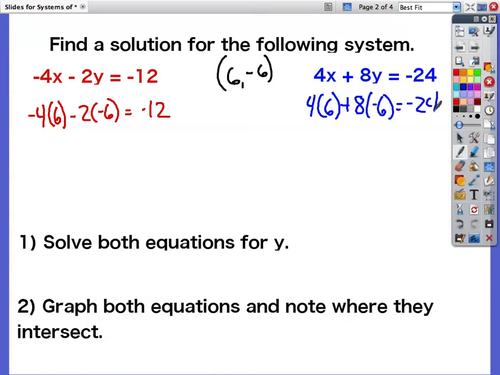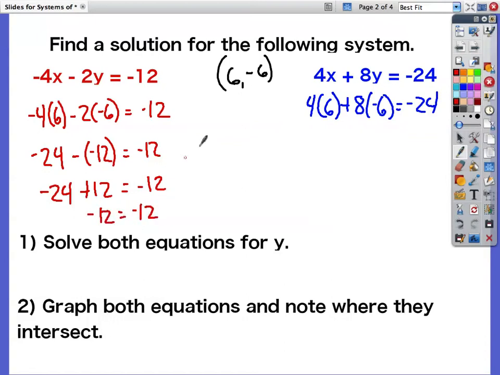Always check your work, right? Especially in algebra. There's really nothing in algebra that can't be checked, which is kind of nice. So let's simplify both here. This is -24 minus a -12 equals -12. We can see right off the bat that that works, because this is -24 plus 12 equals -12. And finally, -12 equals -12. So this worked. Put a star by it. This point worked for this equation. It got us to a true statement.